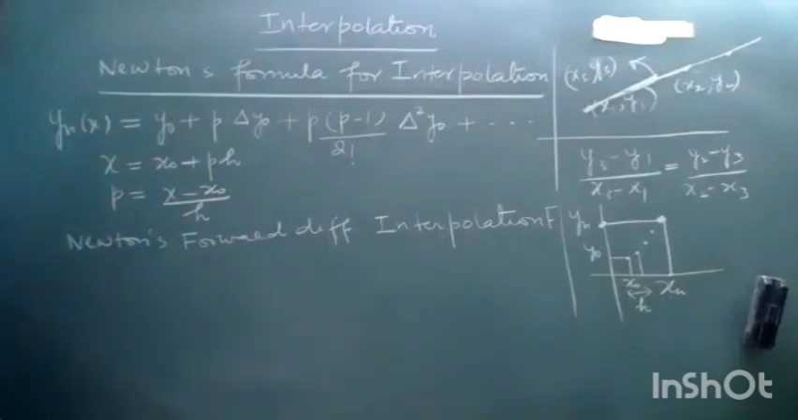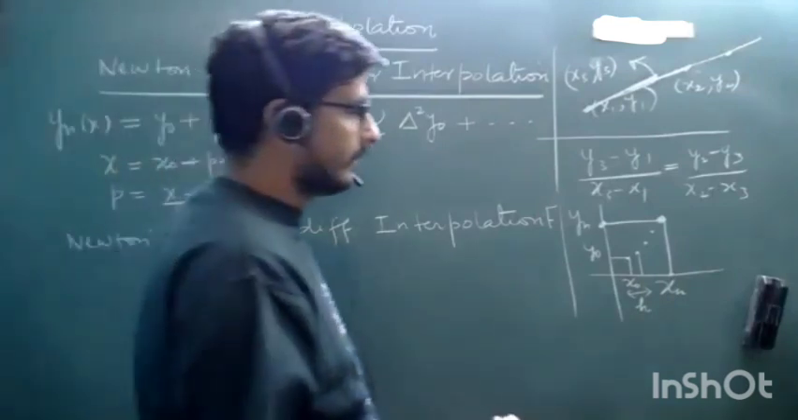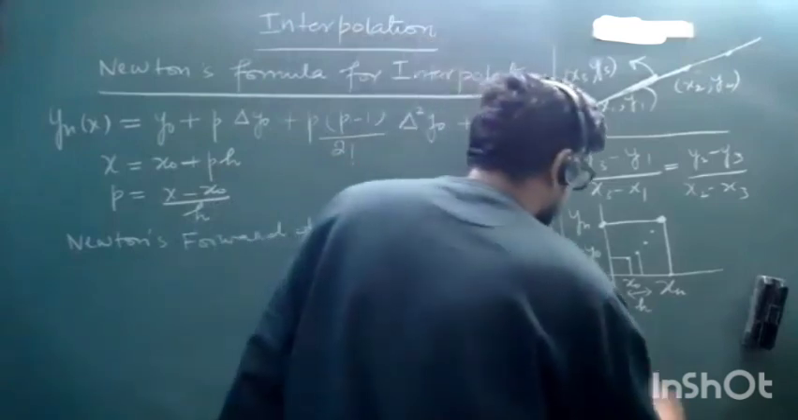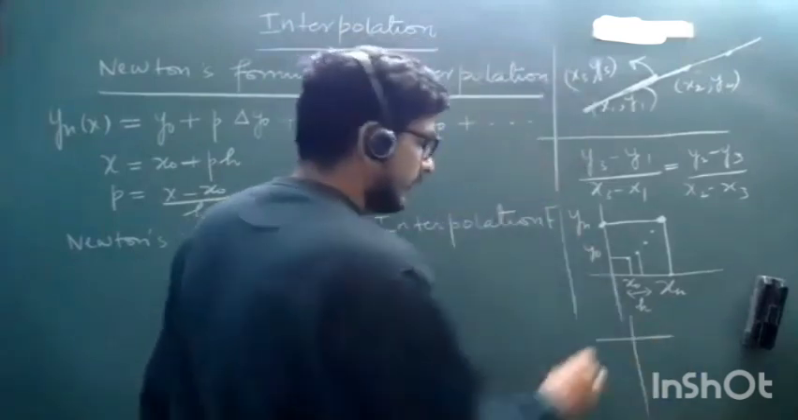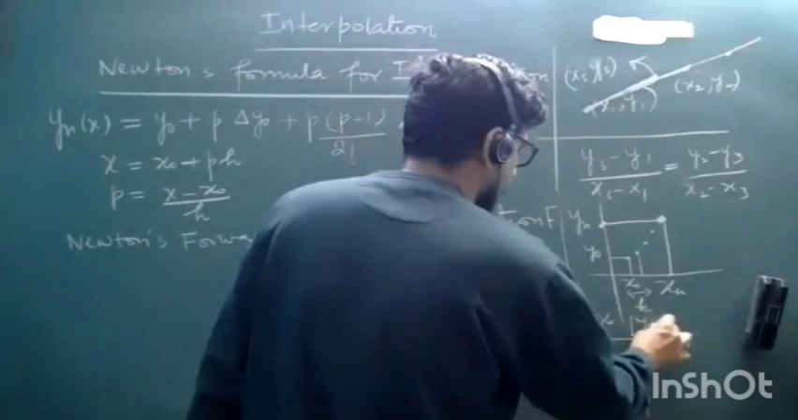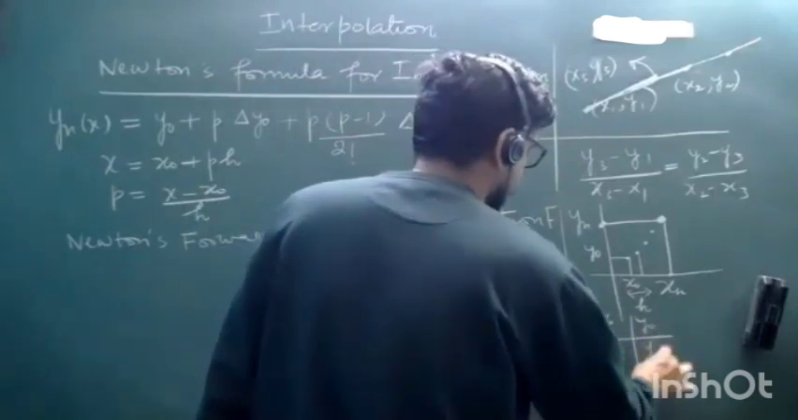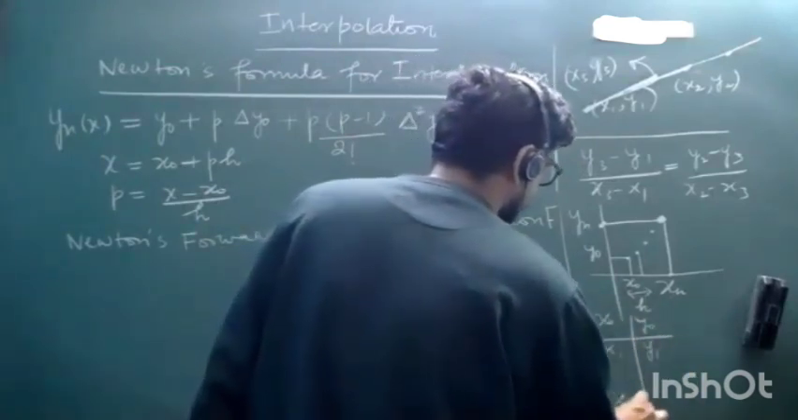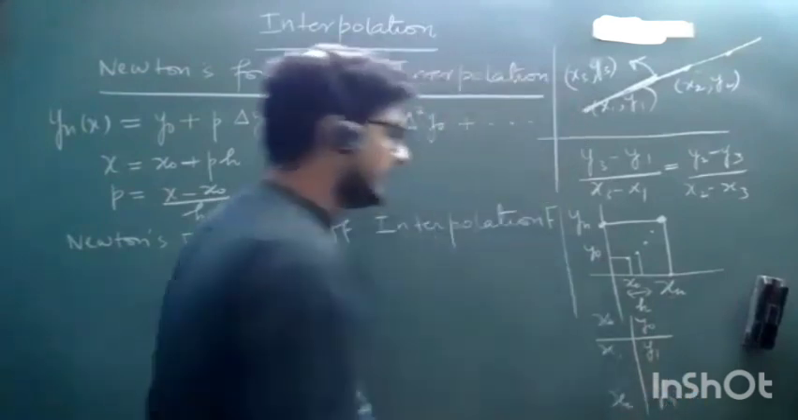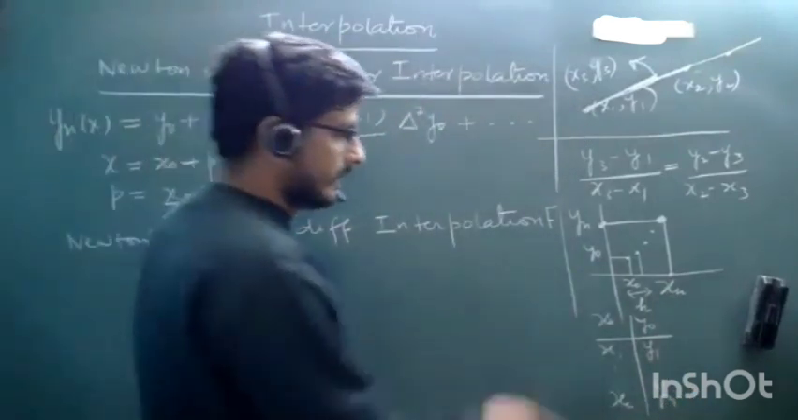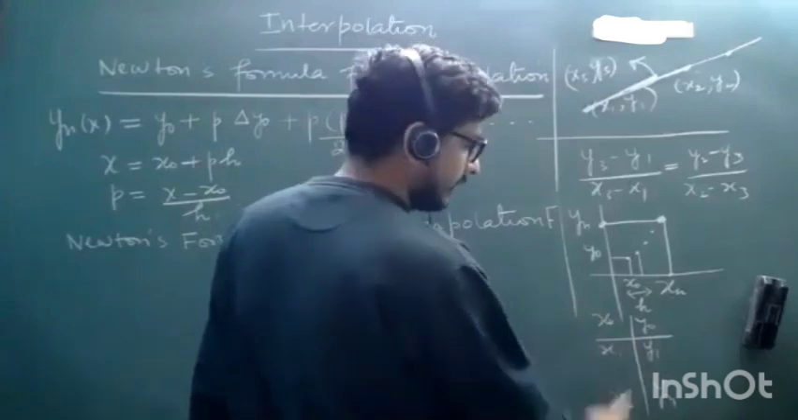Newton's forward difference interpolation formula. And right here itself, the Newton's backward difference interpolation formula. So I will tell you what is the meaning of forward and what is the meaning of backward. Like you have a table here that x naught gives y naught, x1 gives y1, like that xn gives yn. This is the table.